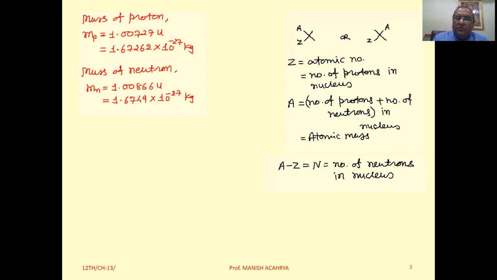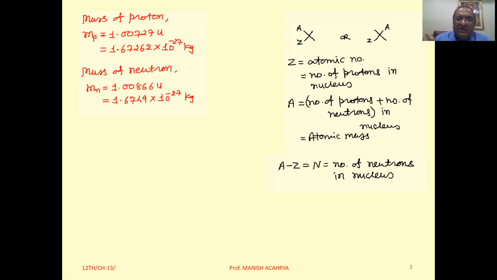Okay. So the mass of the neutron is very close to the mass of the proton. It is slightly heavier than the proton. Mass of neutron is 1.00866 u. In terms of kilogram, the mass of proton is 1.67262 × 10^-27 kg, and for neutron it is 1.6749 × 10^-27 kg. Okay. So the discovery of the neutron was made.